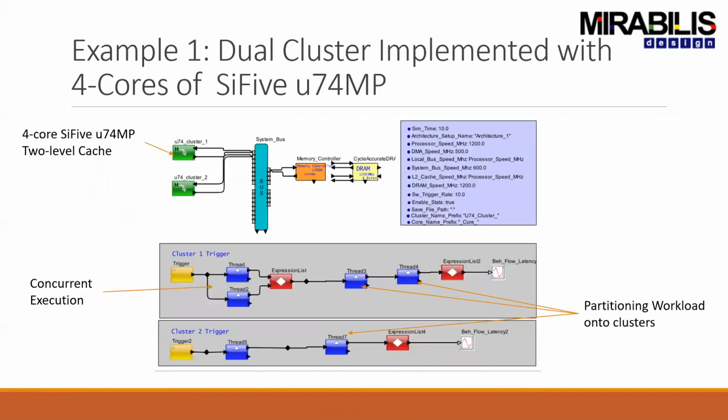Now, let's take an example. This is at the IP level. What you're seeing over here is I've got two SiFive U74NC cores, and it's got two levels of caches within it. So within each cluster, there's a shared L2. We've got 4 cores within each of the clusters. And then you've got an AXI bus and memory controller.